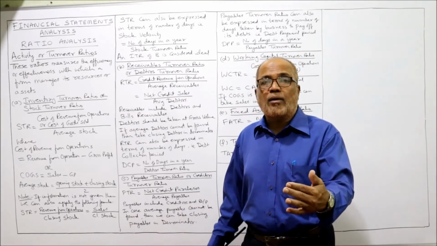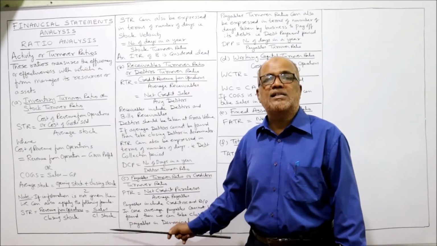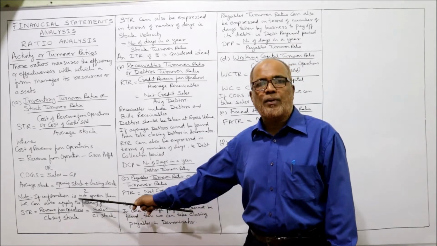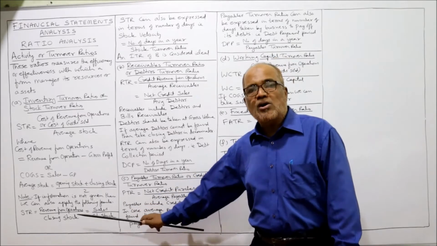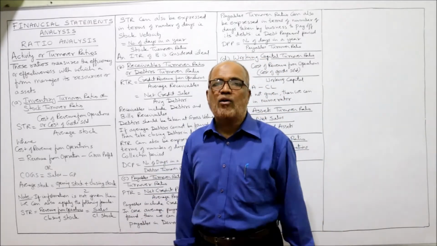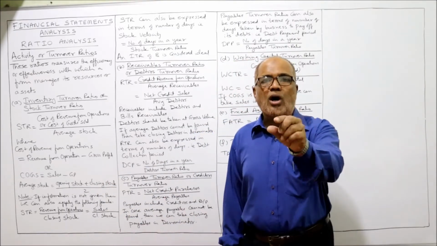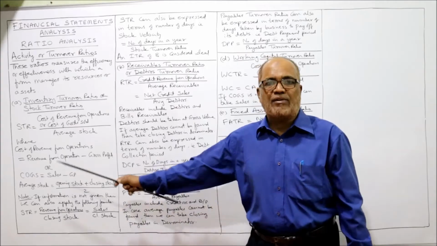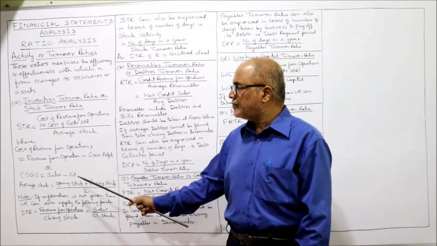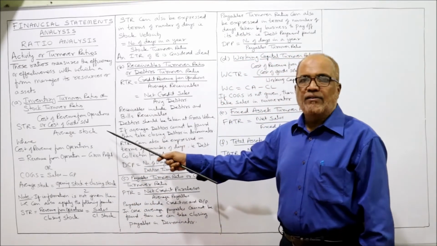So the alternative formula, in an emergency, if there is lack of information, is sales by closing stock, or revenue from operations divided by closing stock. But this alternative formula we can apply only in a situation of lack of information. If we have complete information, the original formula is cost of revenue from operations divided by average stock, or sales divided by average stock. That's it. This is the formula regarding inventory turnover ratio.